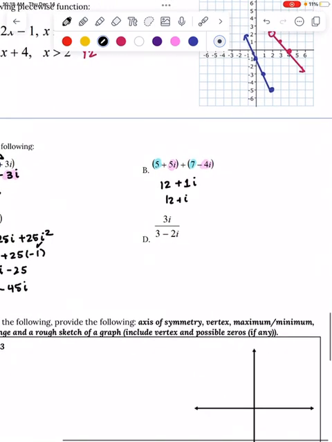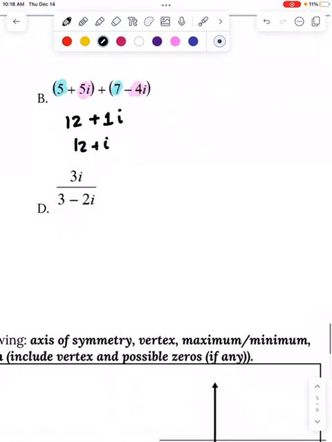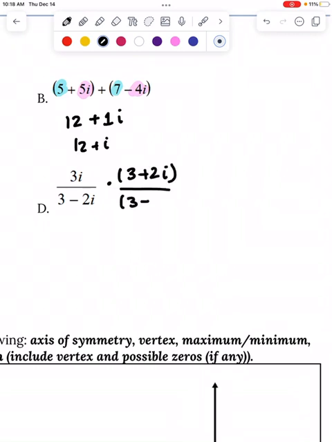Alright, next up is when we have division. So when we have division, we have to take the bottom and multiply the top and bottom by the conjugate, which means the opposite. So I'm going to go 3 plus 2i. Make sure you foil. We're going to have to do a lot of foiling on that bottom. So I'm going to get 9i plus 6i squared on the top.